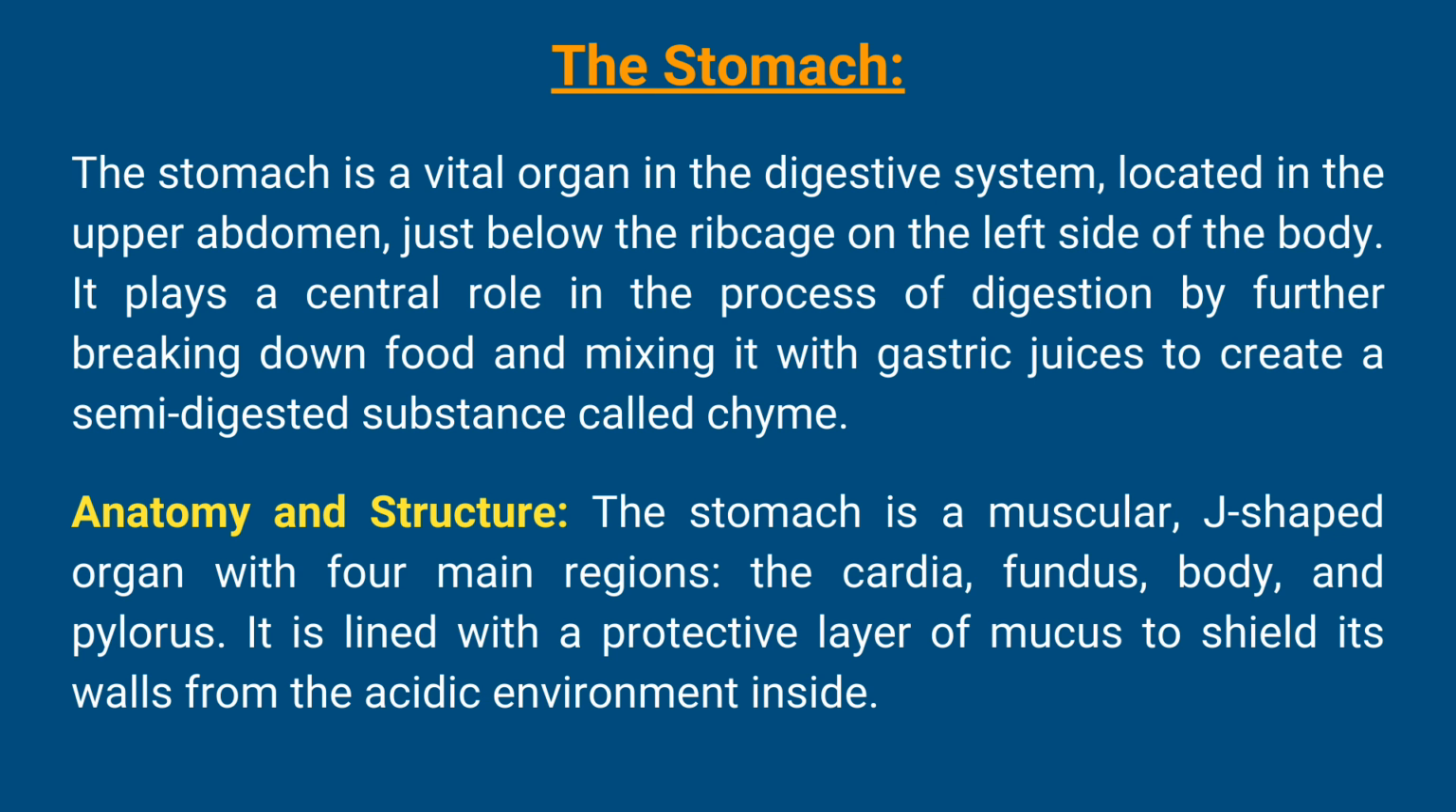Anatomy and structure. The stomach is a muscular, J-shaped organ with four main regions: the cardia, fundus, body, and pylorus. It is lined with a protective layer of mucus to shield its walls from the acidic environment inside.